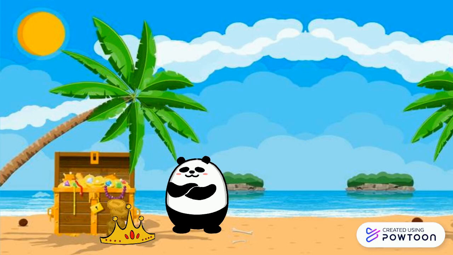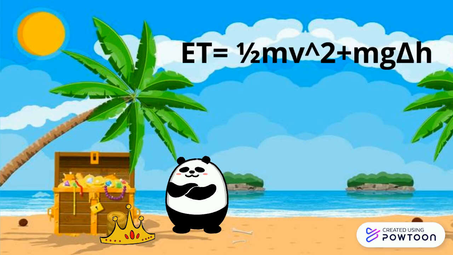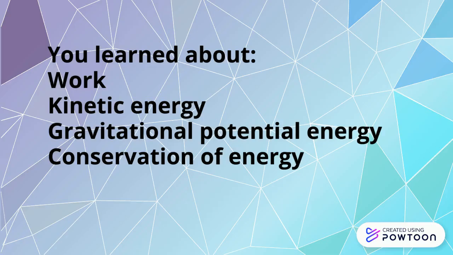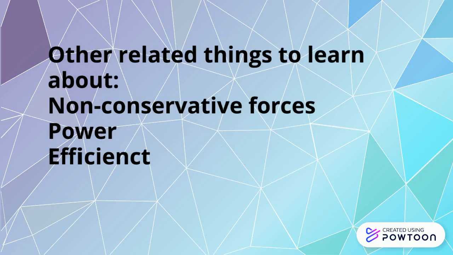Now, do you remember the two equations I told you? Well, they make up this equation for conservation of energy, which is Et, which is total energy, equals 1/2 mv squared plus mg delta h. Now, you know a little bit more about conservation of energy and all those other little topics. There is still a lot more left, so keep exploring and good luck.